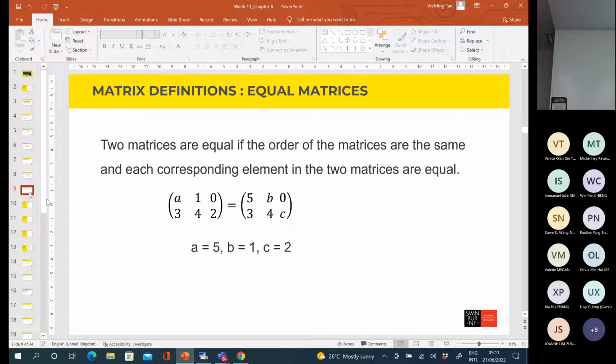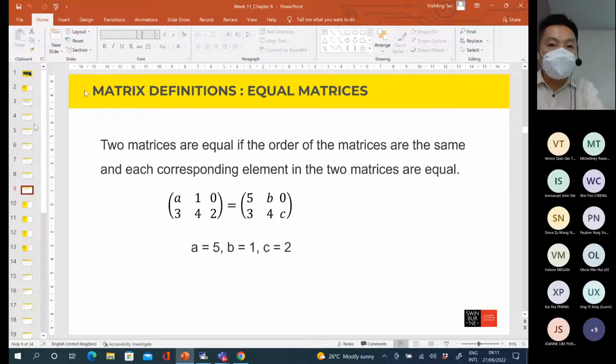Okay, we can conclude that two matrices are equal when the order of these 2 matrices is the same. Order means the same number of rows and the same number of columns. Then we can conclude these 2 matrices are equal. If they are equal, that means we can calculate the element values in each matrix.